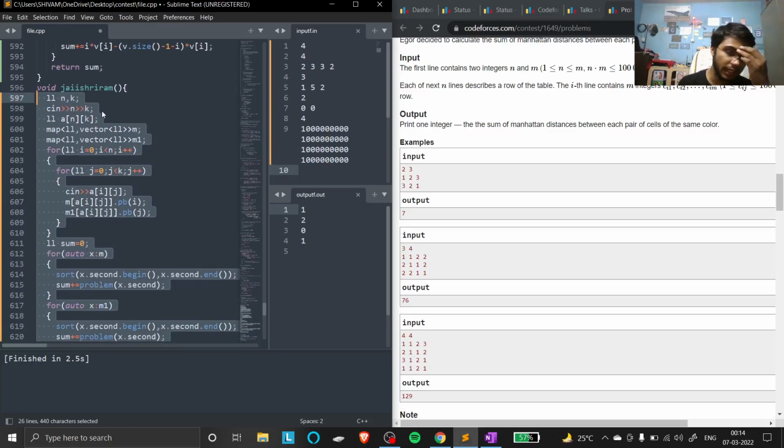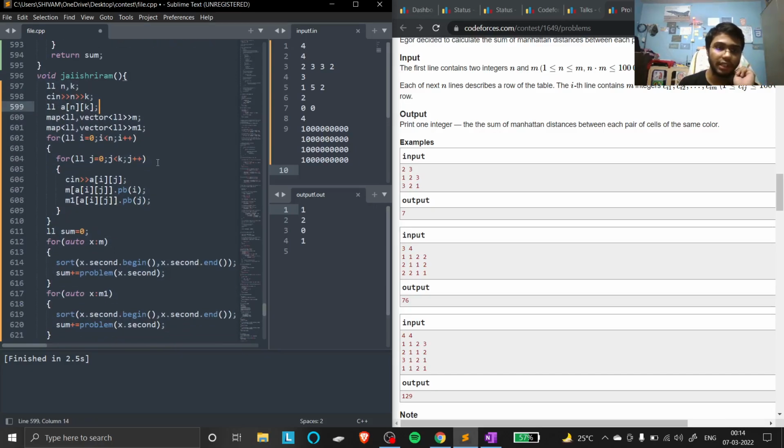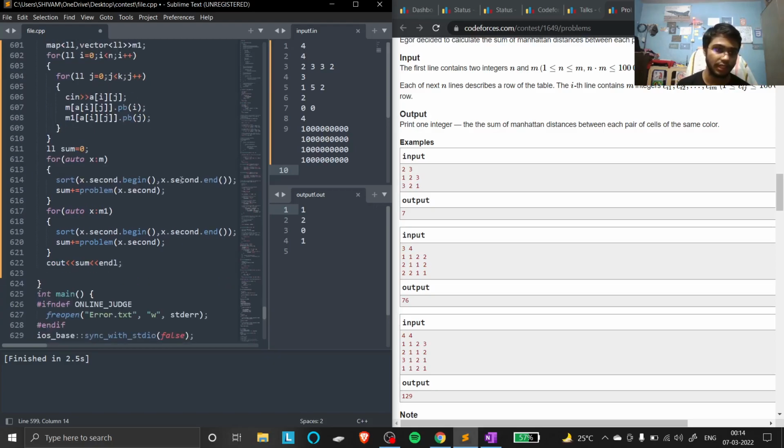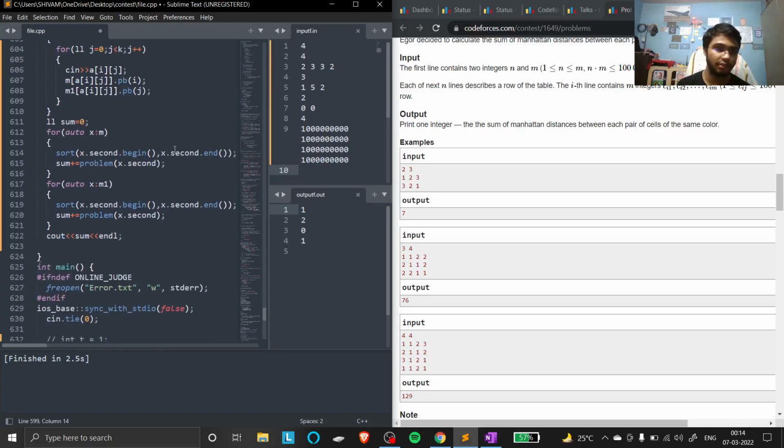So here we initialize n and m, and store in a 2D vector. After that, we declare map m and m1. M will store the x coordinates of these colors, and m1 the y coordinates. The first parameter is an integer, the color, and the second one is a vector, as I told. M is storing the x coordinates of every color, and this is the y coordinate.